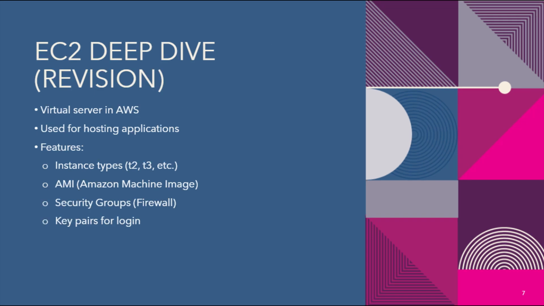EC2 Deep Dive. EC2 stands for Elastic Compute Cloud and provides virtual servers in AWS. We can choose instance types based on CPU and memory requirements. AMI is used to launch instances, and security groups act as a firewall controlling inbound and outbound traffic.